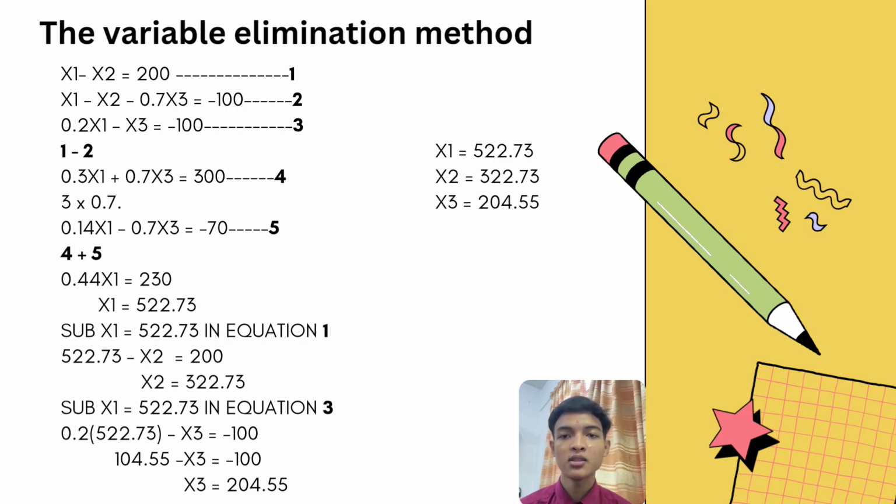So 522.73 minus x2 equal to 200. Then x2 equal to 322.73. Next, we need to substitute x1 in equation 3. So 0.2 multiplied by 522.73 minus x3 equal to negative 100. So 104.55 minus x3 equal to negative 100. So we get x3 equal to 204.55.